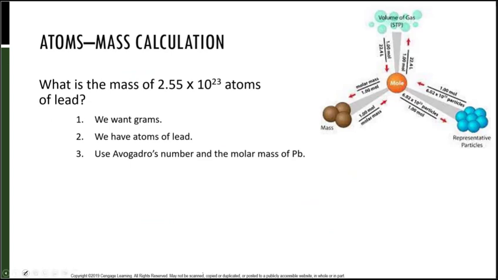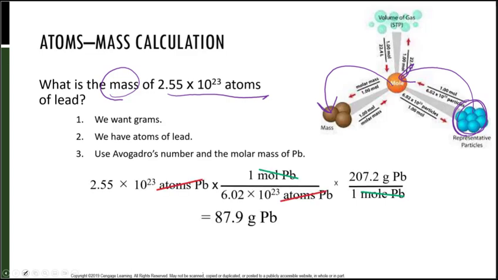This one was a little tricky. Did you get stumped? Well, I started with atoms, and it wanted me to get to mass. So I started over here. This is a 2-step problem. I needed to go from atoms to moles, and then moles to mass. So let's look how we set this up.